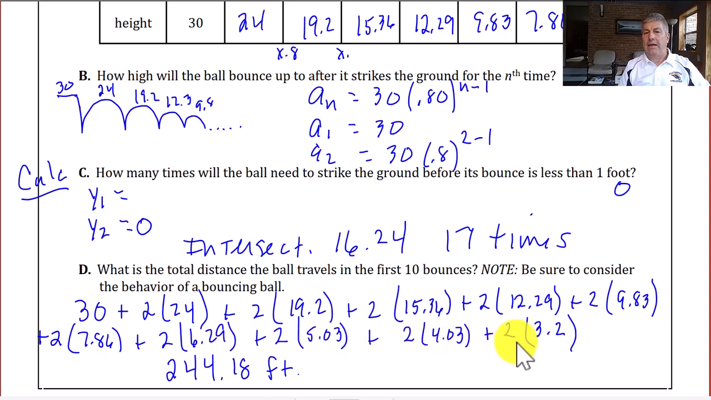So adding all of those up, I get 244.18 feet, different than what Gene Adams says because it asks for the first 10 bounces. Well, the first 30 feet, it hasn't bounced. It was dropped. It doesn't bounce until the beginning of the 24 feet. So our first bounce is the 2 times 24. The second bounce is the 2 times 19.2. So I think she missed one of the bounces. She stopped at 2 times 4.03.